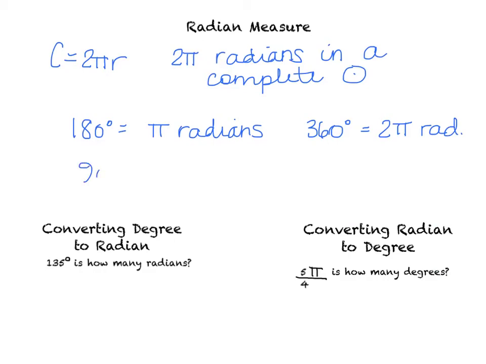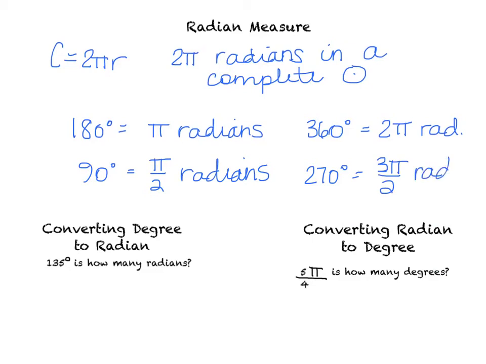So what would 90 degrees be, and what would 270 degrees be? 90 degrees would be pi divided by 2 radians, and 270 would be 1.5 pi, so 3 pi over 2 radians.